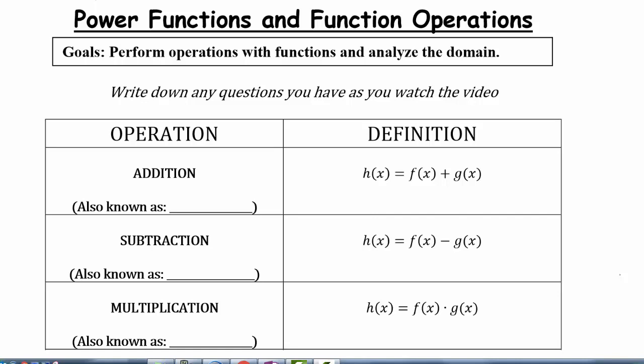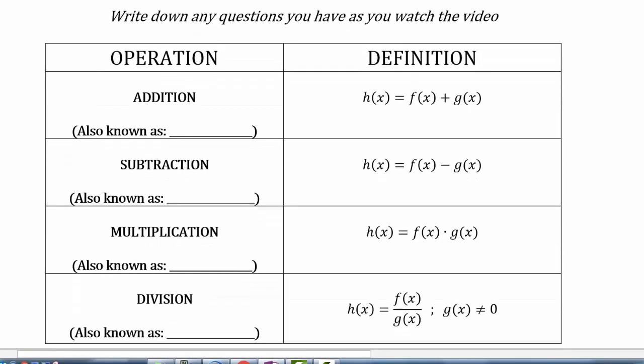Hey guys, today we're talking about power functions and function operations. Our goal is to perform operations with functions and analyze the domain. Operations, you know what these are: addition, subtraction, multiplication, and division.